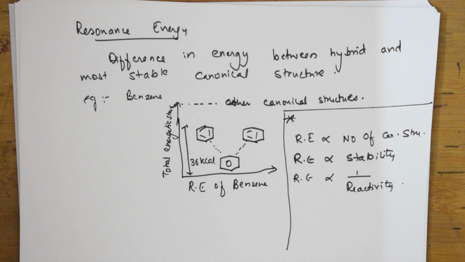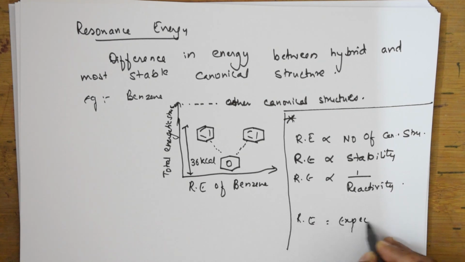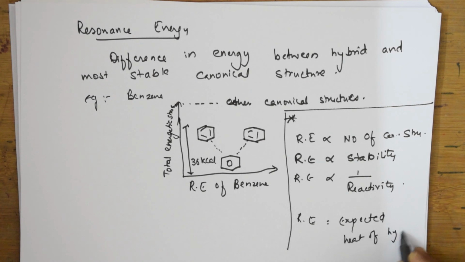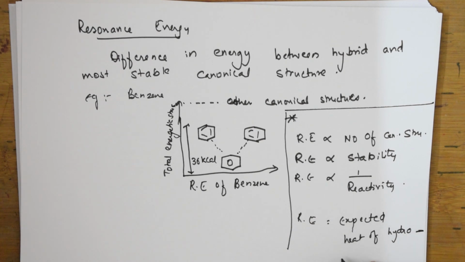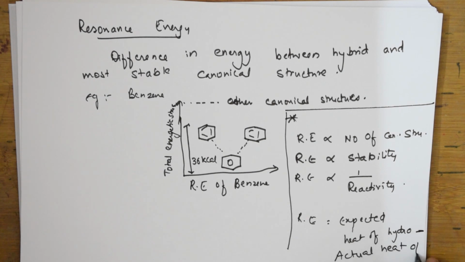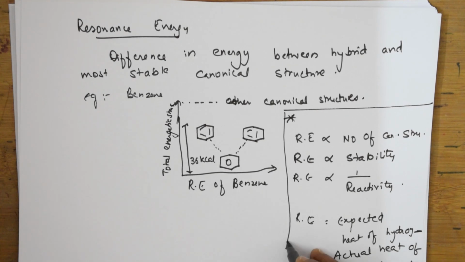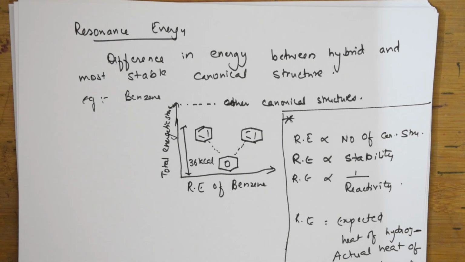Right? Next, resonance energy is equal to expected heat of hydrogenation minus actual heat of hydrogenation. I'm sorry, expected heat of hydrogenation. Okay, hydrogenation is addition of hydrogen, isn't it? Yes. So these are the factors on which the resonance energy depends.